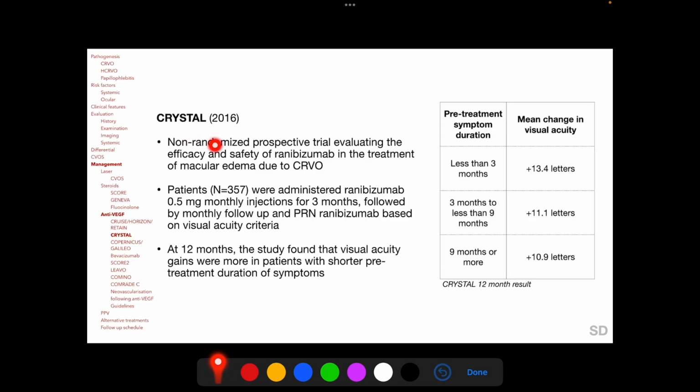The Crystal was a non-randomized prospective trial evaluating the safety and efficacy of ranibizumab in the treatment of macular edema due to CRVO. In this trial, 357 patients were administered ranibizumab 0.5 mg monthly injections for 3 months, followed by monthly follow-up, and ranibizumab 0.5 mg PRN based on visual acuity criteria. And at 12 months, the study found that visual acuity gains were better in patients with shorter pre-treatment duration of symptoms as compared to patients with longer pre-treatment duration of symptoms, which also indicates that early treatment of macular edema due to CRVO is imperative.